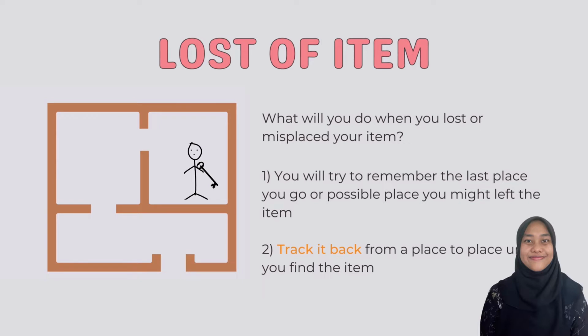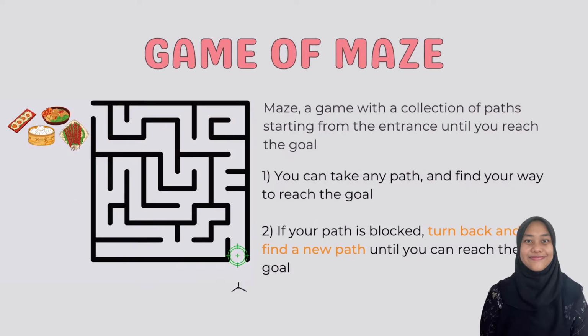But do you realize that the action of tracking the previous places until you find the item is actually applying the backtracking algorithm? We can also see it in the game of maze. Maze is a game with a collection of paths starting from an entrance until you reach the goal.